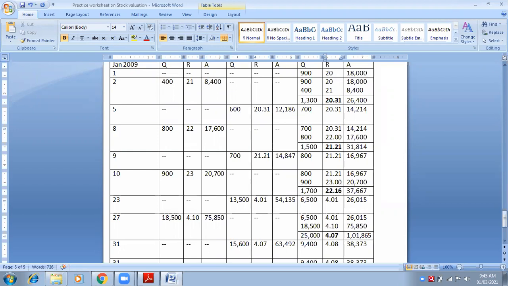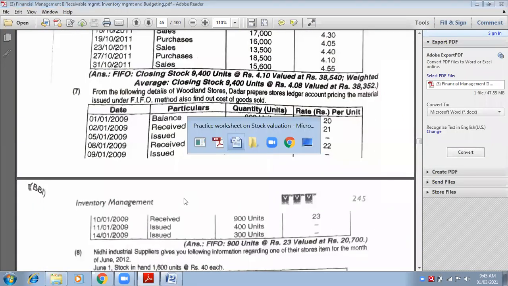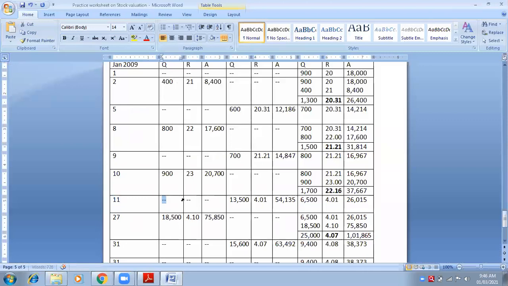Yes, ma'am. Okay. Now come to the next date. Which is the next date after 10th? It is 11th, issued 400 units. On the 11th, the receipt column will be nil and the issued column is 400. What should be the rate of 400? 22.16. Very good. So 400 into 22.16 is how much? 8,864. Now, you had 1,700 units in your hand.